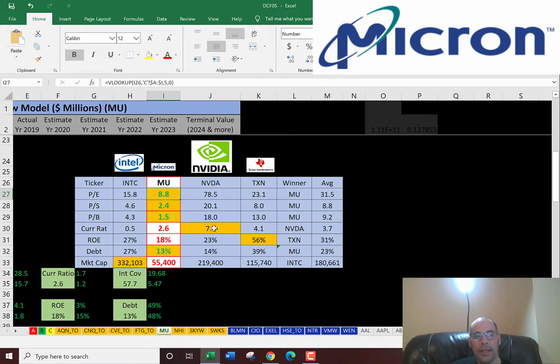NVIDIA has the highest current ratio, but I actually think Micron has the best because NVIDIA doesn't need that much current assets to cover its current liabilities. Micron is the smallest of the four, but it's still a pretty big company in terms of market cap.